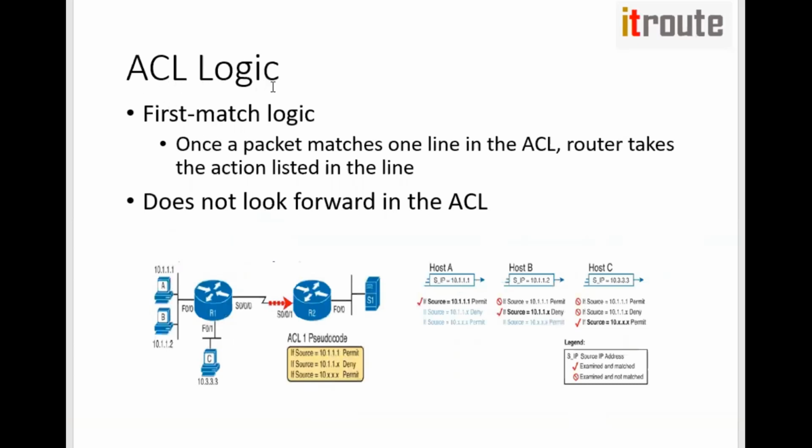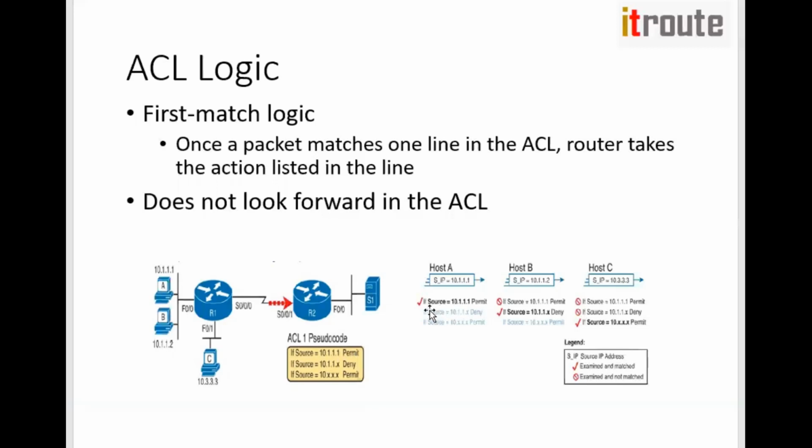Access control list logic: first match logic. Once a packet matches one line in the ACL, the router takes the action listed in that line and does not look further in the ACL. So what it means is, let's say we have three devices here in router 1, and in router 2 we have statements like permit, deny, and permit. We write down these three statements, and when any traffic comes to this router, the router will verify the first line.